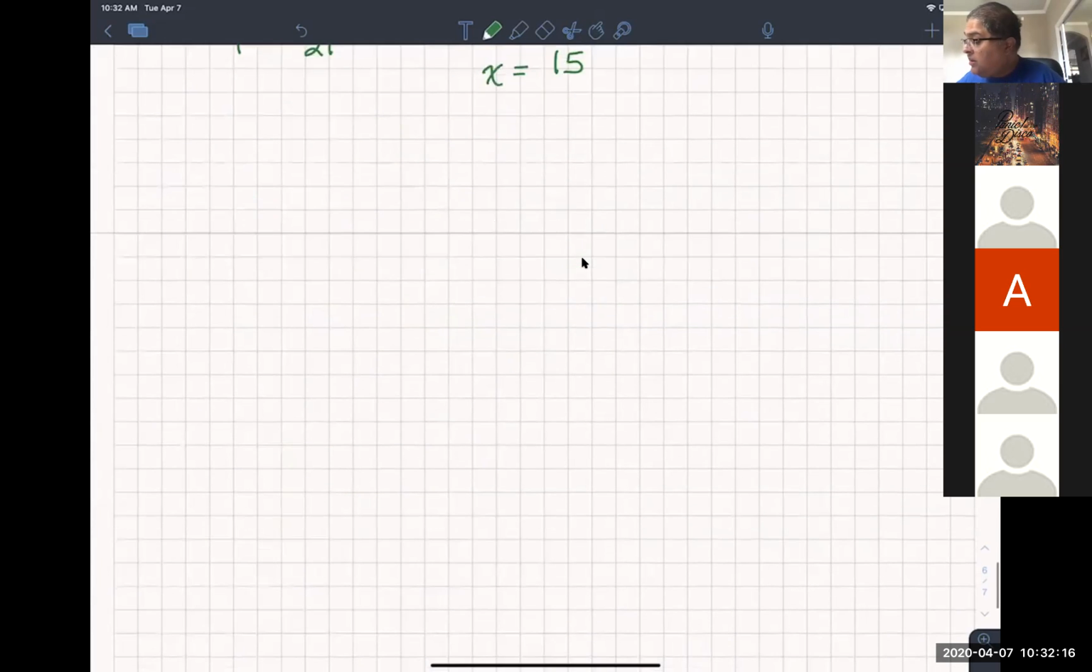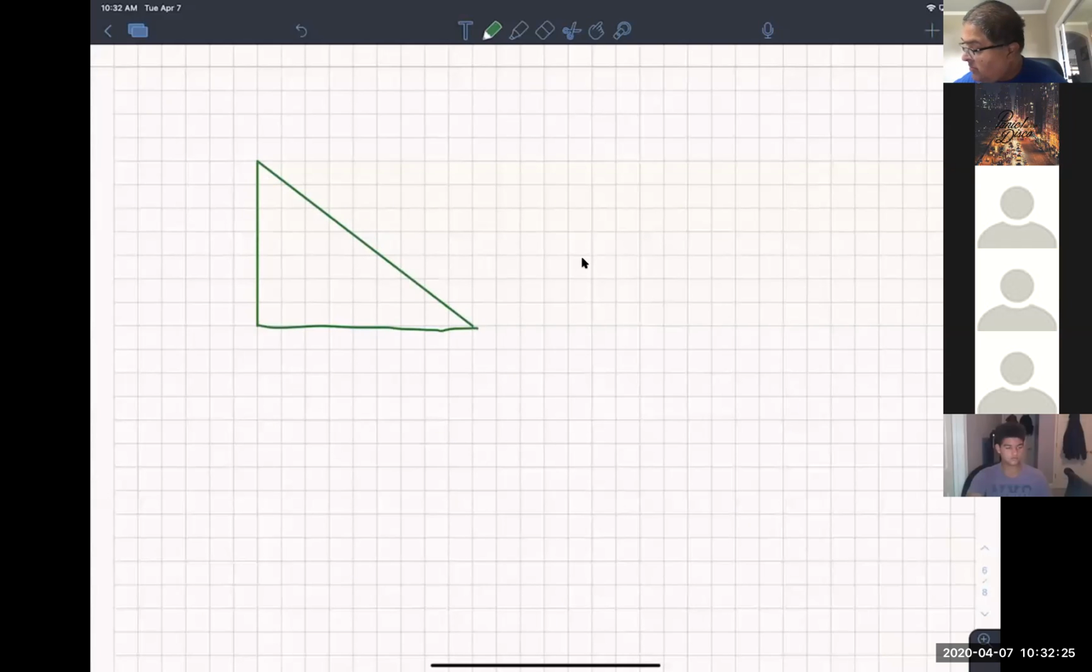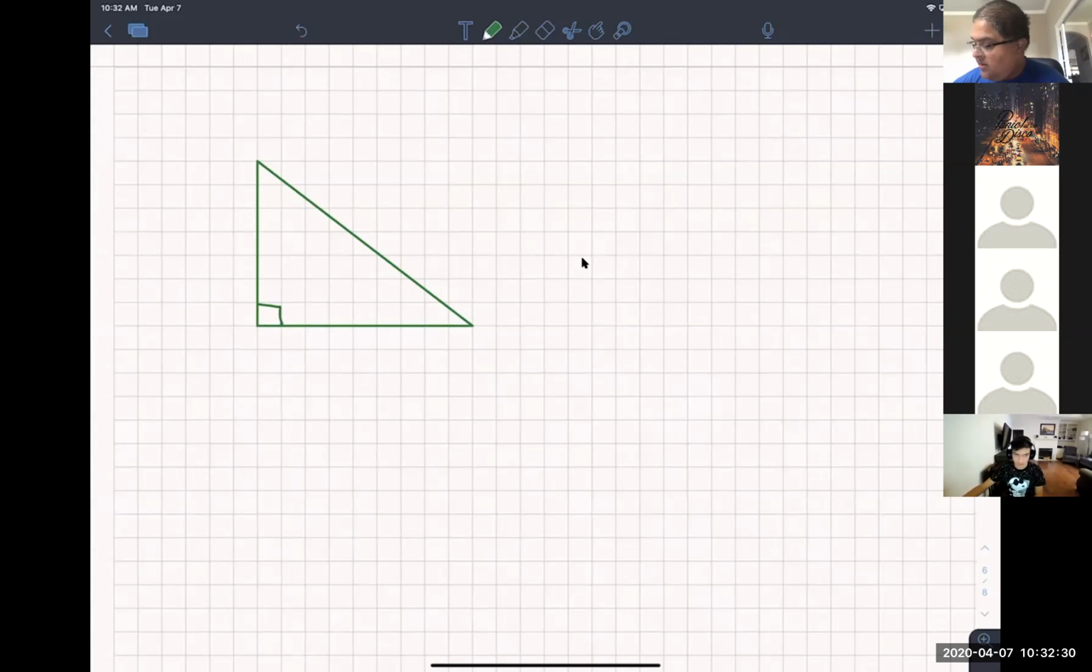Okay. Now, what do we know about the relationship between the three sides of a right triangle? Does anyone remember how the three sides of a right triangle are related? What is the famous theorem that relates all three sides of a right triangle? A squared plus b squared equals c squared. Right. So if this side is 3 and this other side is 4, what would this side be? 3, 4, 5. Yeah.